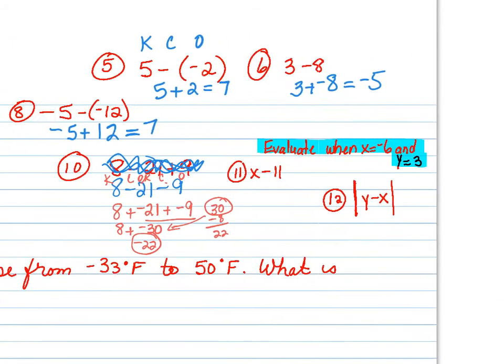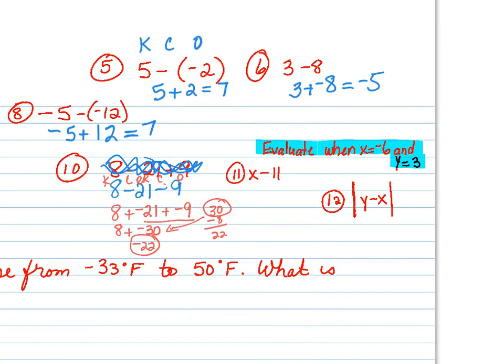Okay, we're going to be evaluating. Go ahead and write this down. Evaluate when x equals negative 6 and y equals 3. So go ahead and write down these directions. It says evaluate when x equals negative 6 and y equals 3. You guys can read, right? Yeah. All right, good, because I'm just not having the best day today.